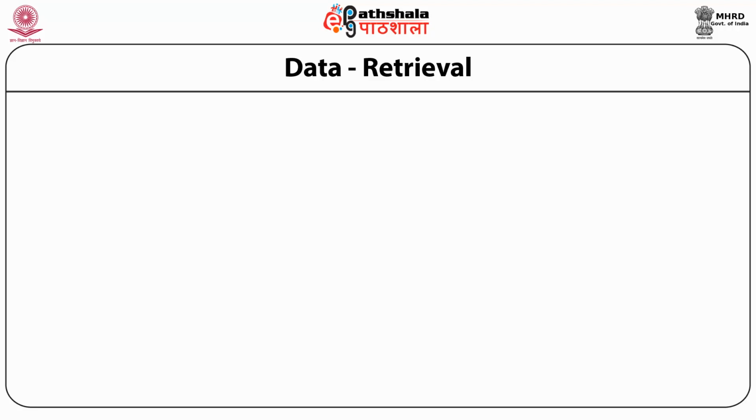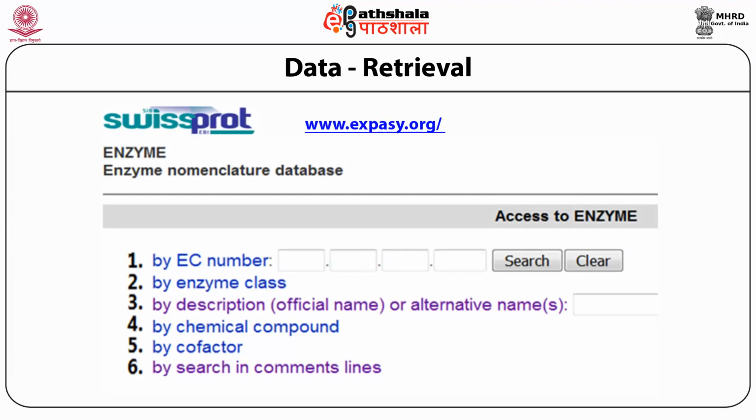This is the format used by the enzyme nomenclature database stored at Swiss-Prot, which can be reached at the ExPASy server at www.expasy.org address. This database provides 6 types of retrieval systems. First, the users can retrieve the data using the number, or they can use the enzyme class, they can use alternative names, a chemical compound name, cofactor, or search in comment lines for any keywords.